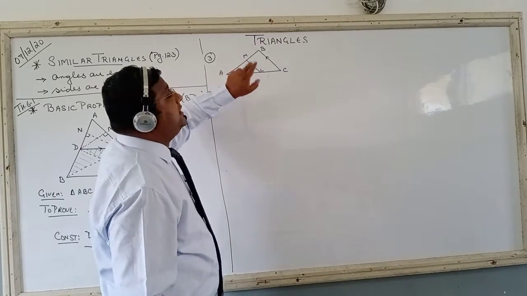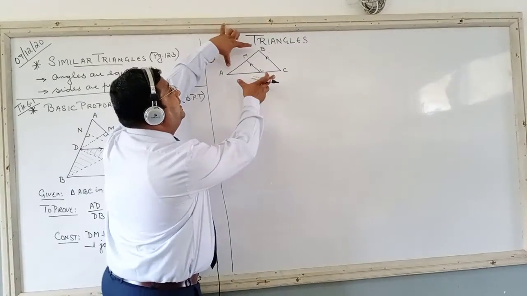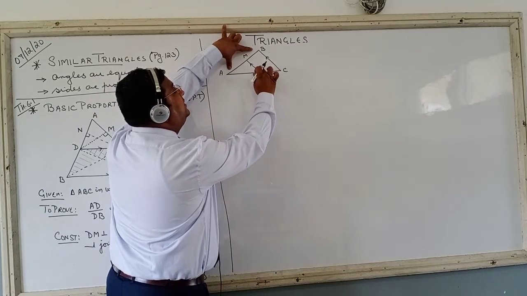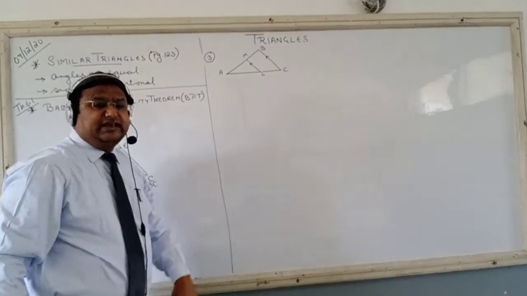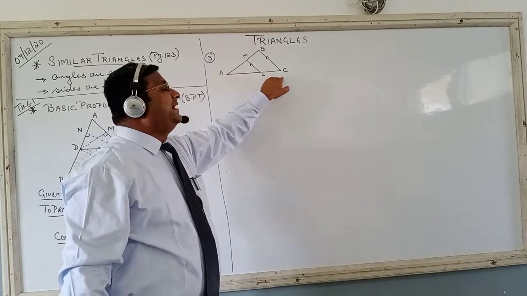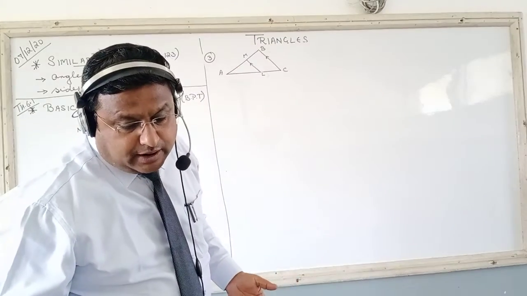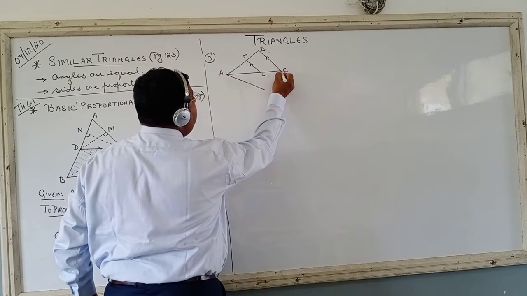This LM was parallel to which side? Sir, BC. So which are the other two sides left? AB and AC. These two are in the same ratio. Isn't it? Can I say that AM upon BM equals AL upon LC? Definitely. And second figure, another triangle is there.